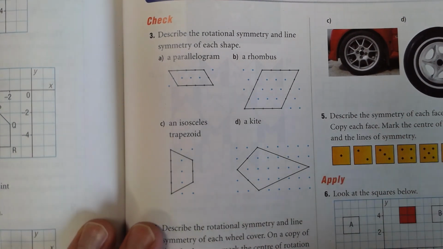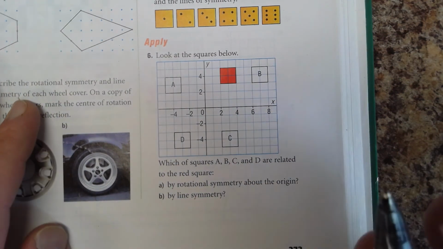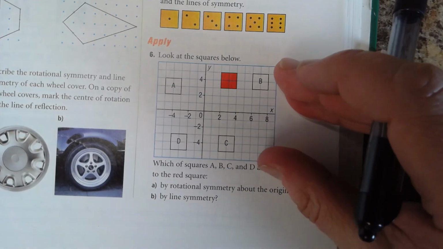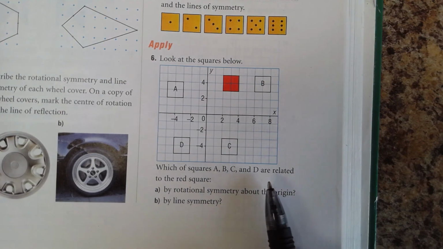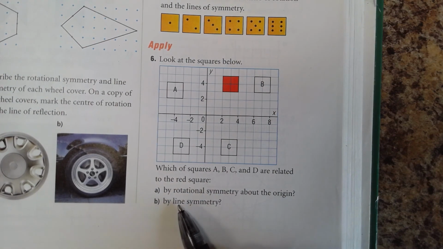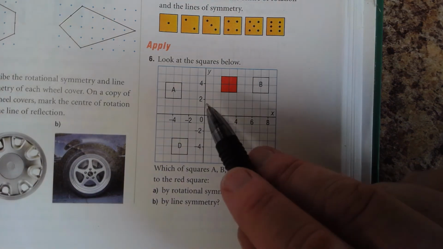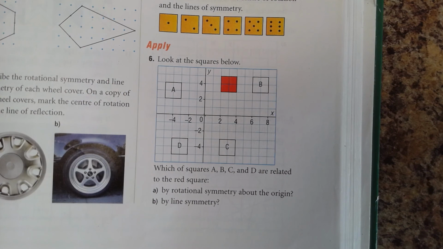And moving over to number 6, look at the shapes below. Just sit there and look at them. Yep. There's the original shape. The red. Which squares A, B, C, and D are related to the red square by rotational symmetry about the origin? So in other words, turning through here, or by line symmetry, which is a reflection.